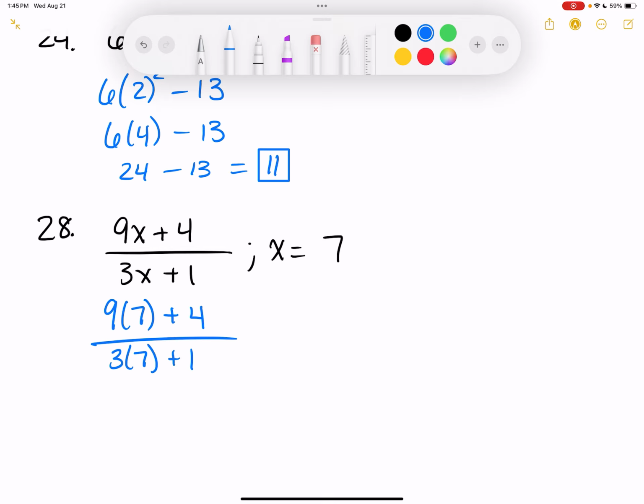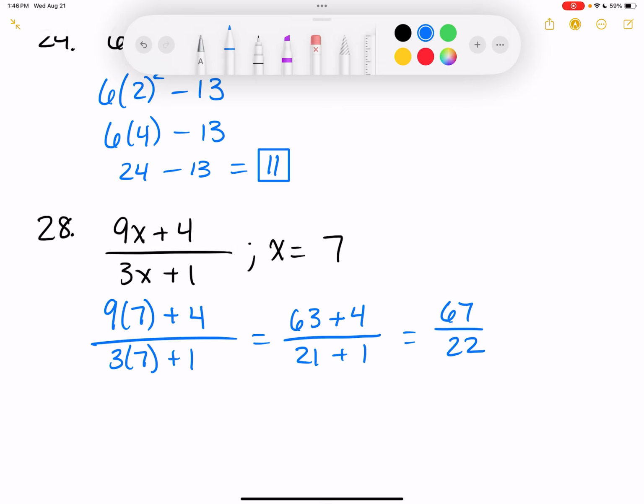So we treat this fraction bar like a grouping symbol, so I need to do the stuff on the top, then the stuff on the bottom, and then I can combine the top and bottom together. So what is the first thing I need to do on the top? 9 times 7. What's 9 times 7? 63. So 63 plus 4 on top, and then on the bottom, I'm going to go ahead and do this since I can work sideways. So what's 3 times 7? 21 plus 1. So y'all have already said it. 67 on top over 22 on the bottom.